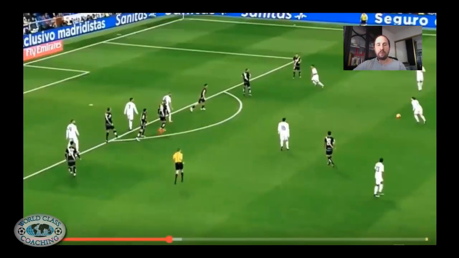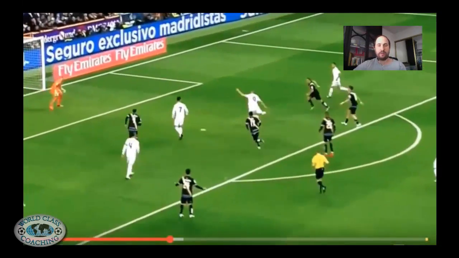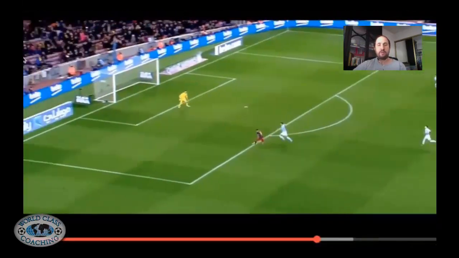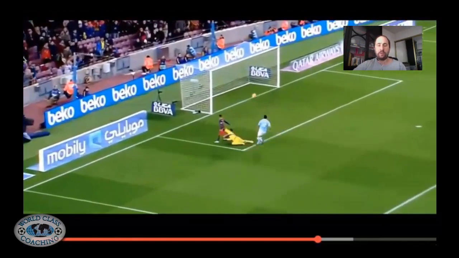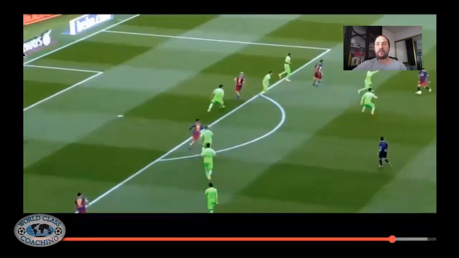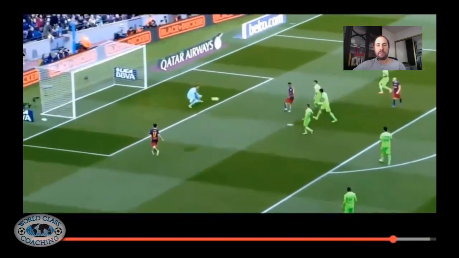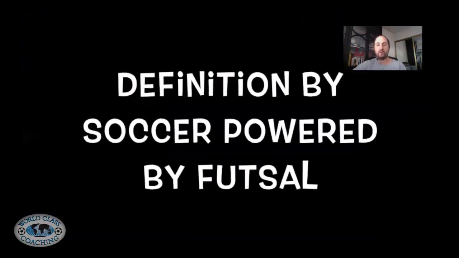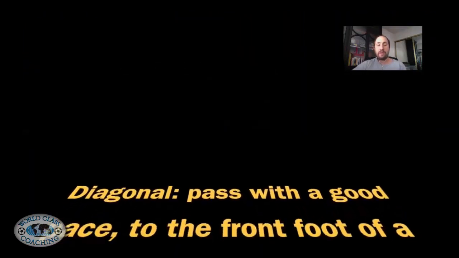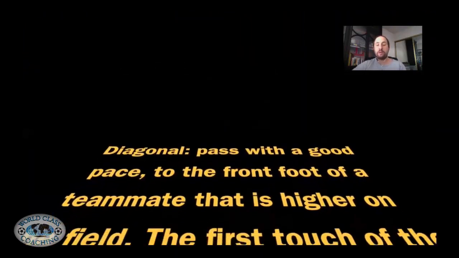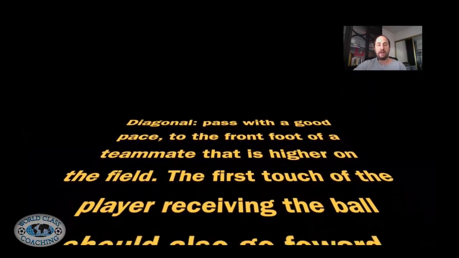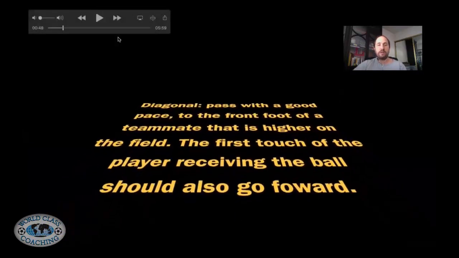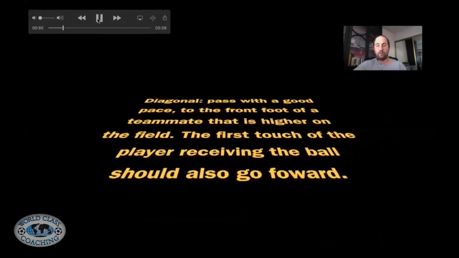At the end of the day, most of the passes on the soccer field are diagonal, right? Just some will be completely horizontal or vertical. Instead, there is a set of characteristics that make this diagonal ball such a great tool. So our definition is that the diagonal ball is a pass with a good pace to the front foot of a teammate that's higher on the field. And then the first touch of the player receiving the ball should also go forward.